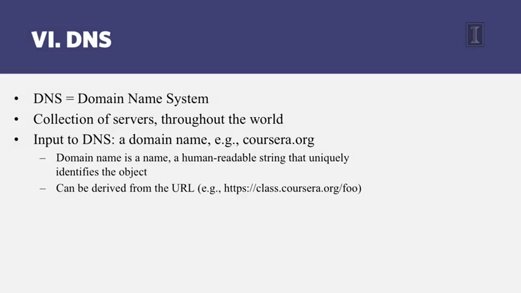DNS refers to the Domain Name System. It's essentially a name resolution system. It is run as a collection of servers throughout the world, and it helps you translate URLs, actually domain names, into IP addresses.